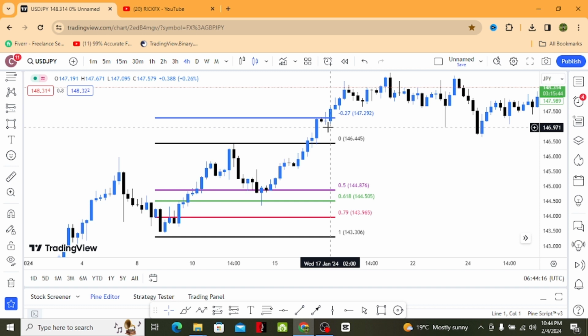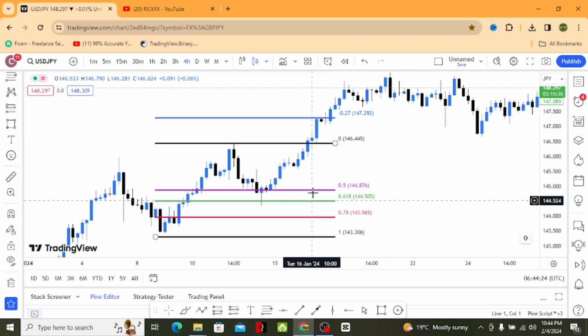The first point I'm looking at is 0% here. This is my extension. So price might get to this place and start reversing. Okay, so this is another point that price might get to before reversing. So that's why you have those TP2. So this is our TP2.